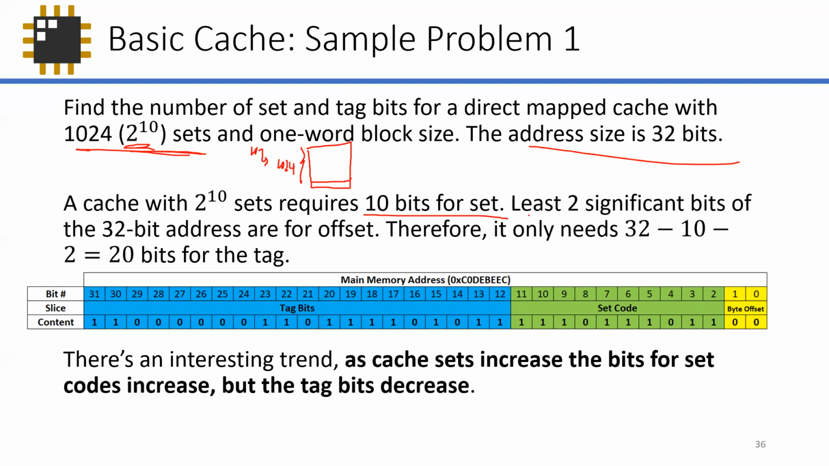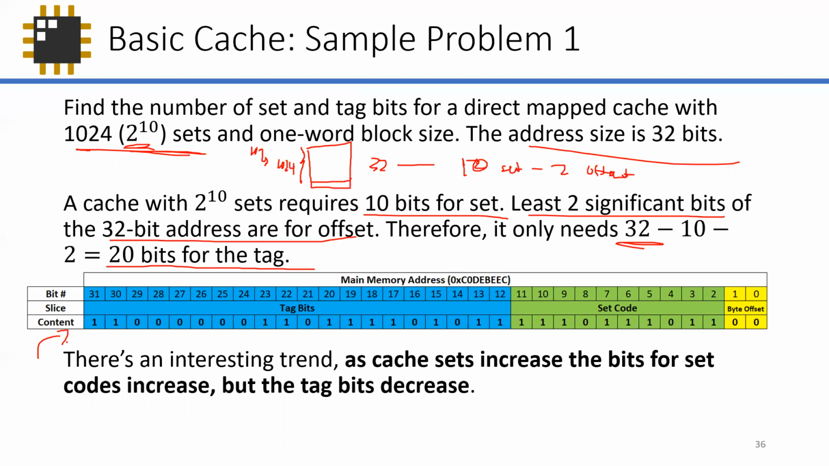The least significant 2 bits of the 32-bit address are still the offset. So you have a total of 12 that you're going to use, 10 for the set bits and 2 for the offset. And then, of course, you have 32 all in all. You have to subtract both of them. That leaves you with 20 bits for the tag. It's very simple, right? That's it.